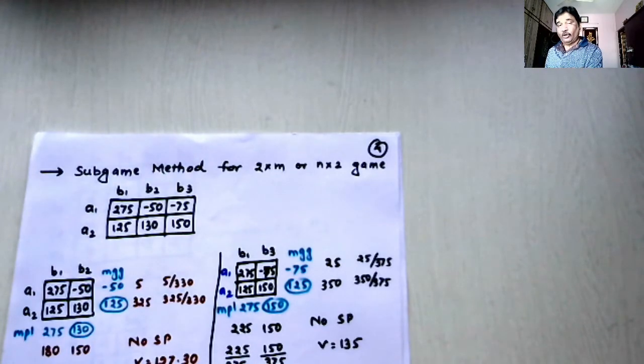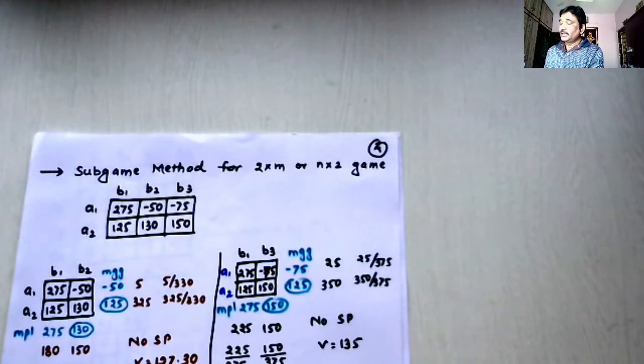I am writing it at an odd place. All right. So the sum of these two differences is coming out to be 330, and that will now come in the denominator to finish that up. 5 by 330, 325 by 330 are the proportions of course of action A2.